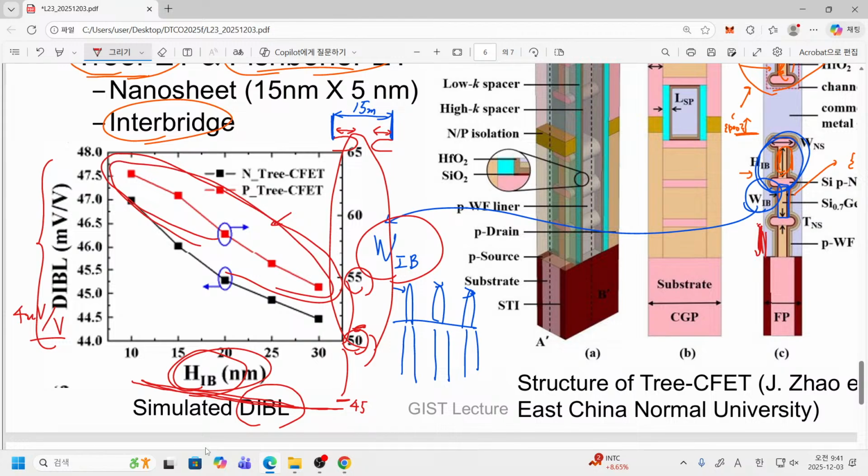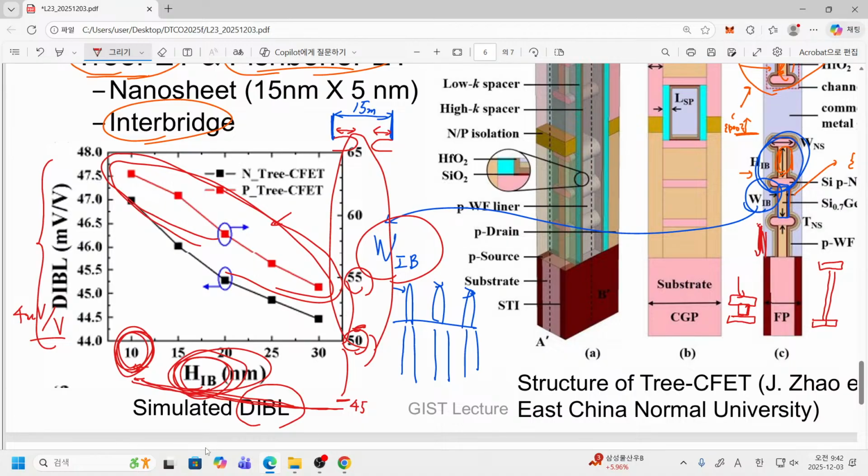So simply speaking, if we go to shorter and shorter HIB, interbridge value, so it means that interbridge, just to introduce this small one, if we have this kind of shape instead of the desirable shape, then it is quite bad in terms of a Dibble value. That is one.